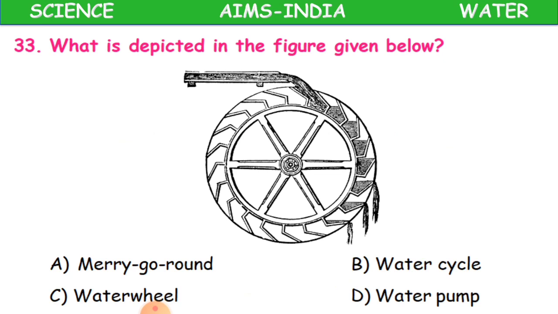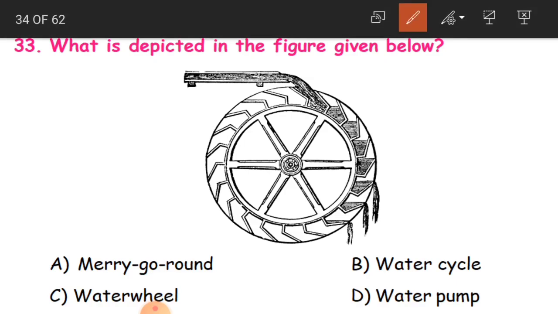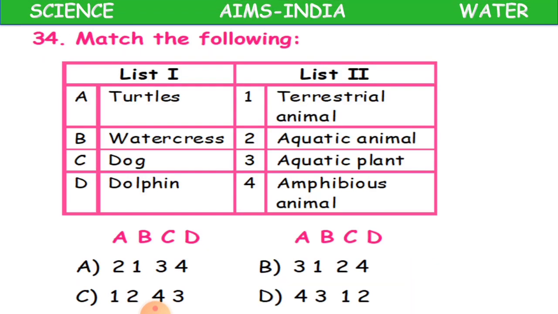What is depicted in the figure given below? So we have to identify what this instrument is. Okay, is it a merry-go-round? Is it a water cycle? Is it a water wheel? Or is it a water pump? Okay, so what is it, children? It is a water wheel. So C is the correct option.